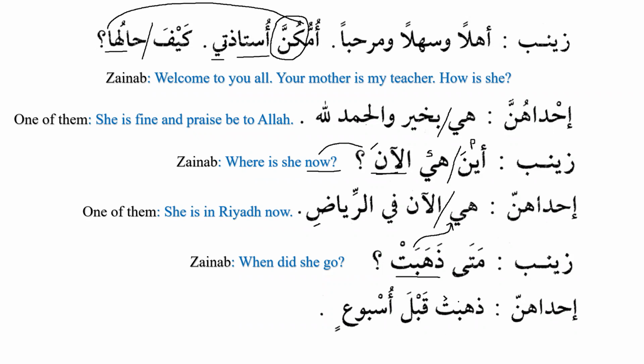Now we can see here dhahabat is the past tense and qabla means ago, and we can see that the noun that comes after this is majroor. What does that mean? That means it is a dharf, but it is being used as mudaf. So that's why the noun that follows it will be majroor, which is mudaf ilayh. So one of them says, she went a week ago.